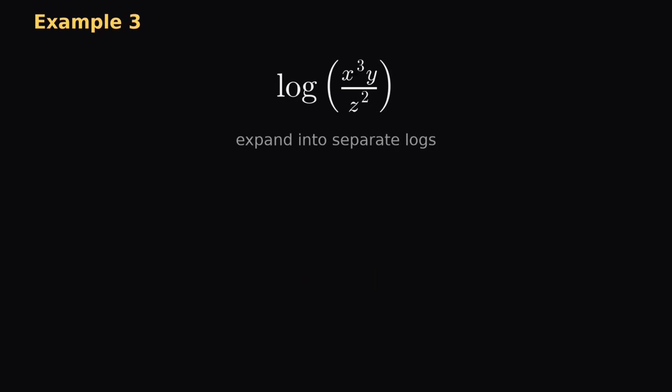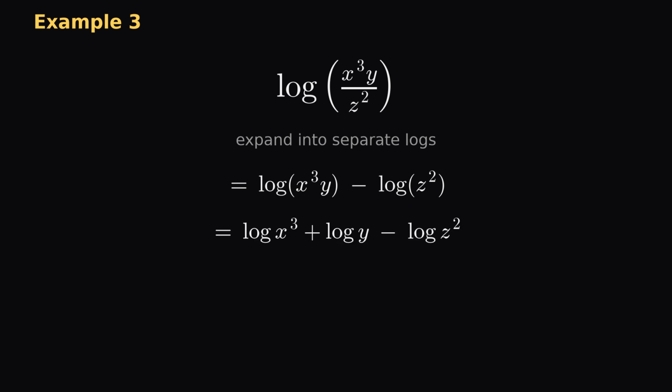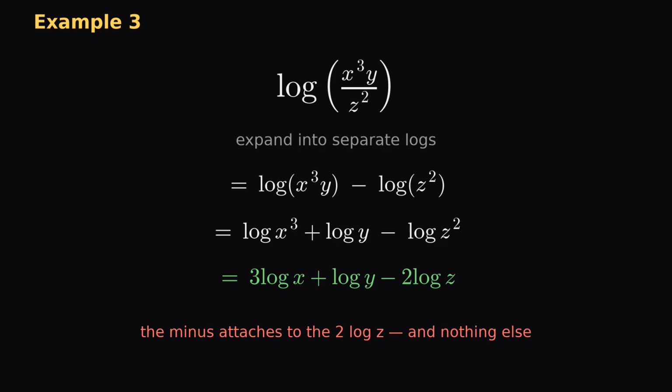Example 3. Now the other direction. Expand log of x cubed, y, over z squared. The division becomes a minus, so that's log of x cubed y minus log of z squared. Then the multiplication becomes a plus, log x cubed plus log y minus log z squared. And finally, the powers come out the front. 3 log x plus log y minus 2 log z. Watch that minus. It attaches to the 2 log z and nothing else.